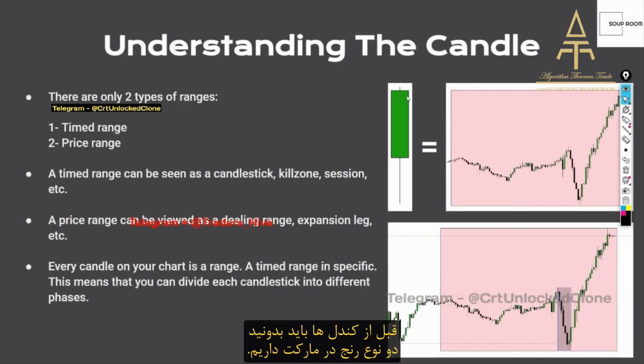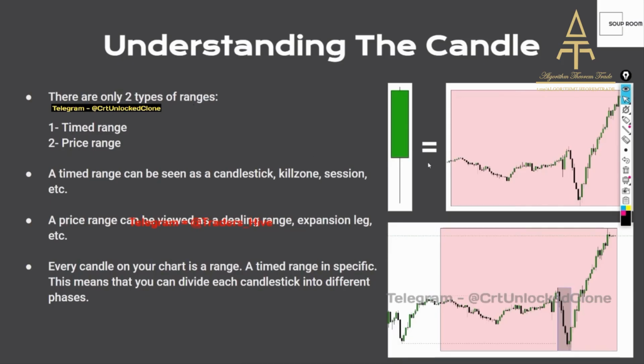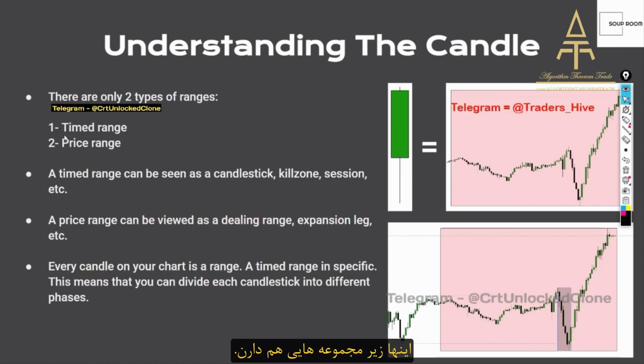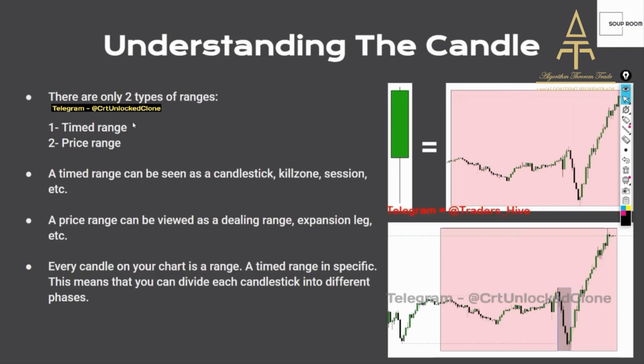Firstly, before talking about candlesticks, I need to remind you that there's only two types of ranges in the markets. There's only two: a timed range and a price range. Within these two categories, there are subcategories. Timed ranges. What is a form of a timed range? Well, exactly what we are learning, CRT, candle range theory. That is a timed range.